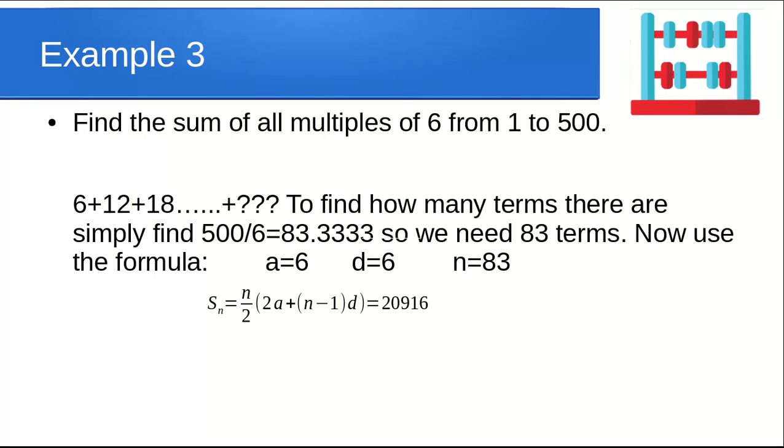All we need to do then, we've got our first term, a is 6, we've got our common difference, d is 6, we've got our number of terms, 83 terms. We can just plug it into the sum formula, and if you plug in those values into that equation, you will find the answer is 20,916.